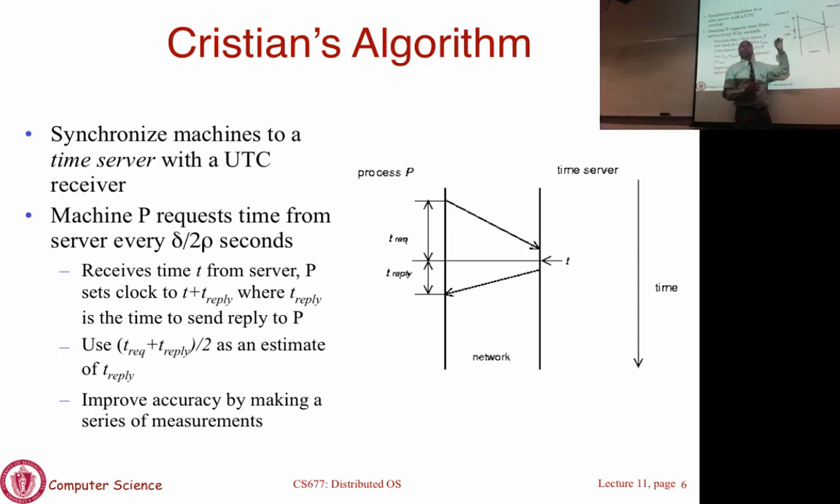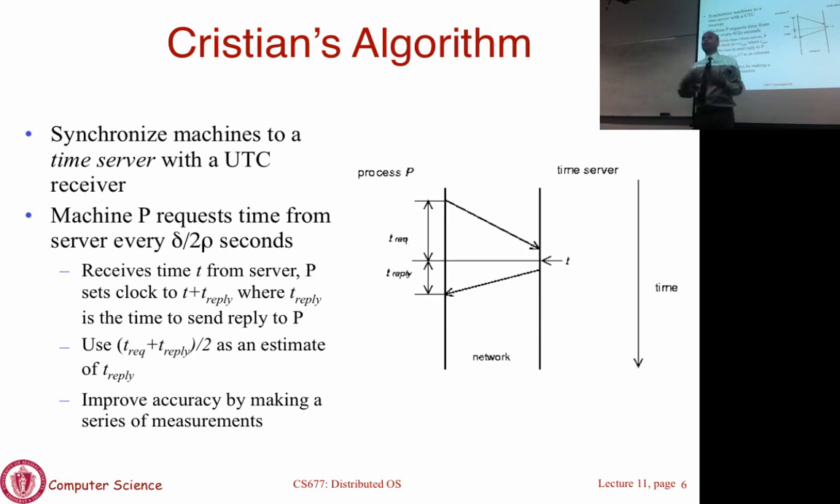Say I sent the value at time t, I got the reply at time t prime. You take the difference between the two, you half it, and you say that's the time it takes for the message to come back. So you will take whatever time came from the clock server, you will take this value, you will add it to that clock and set your clock to that value.